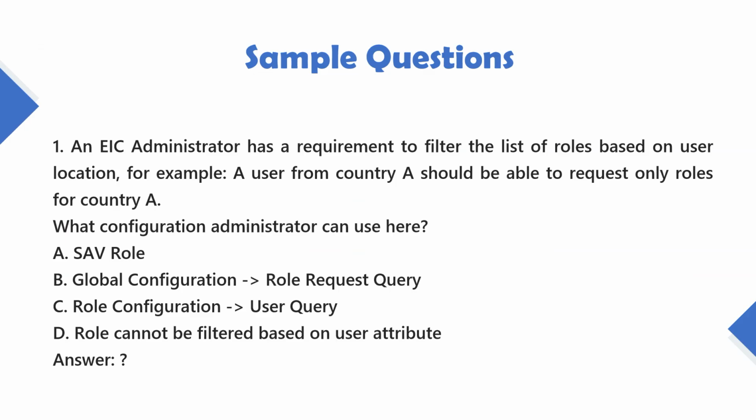1. An EIC administrator has a requirement to filter the list of roles based on user location. For example, a user from country A should be able to request only roles for country A. What configuration administrator can use here? A. Save role. B. Global configuration to role request query. C. Role configuration to user query. D. Role cannot be filtered based on user attribute.